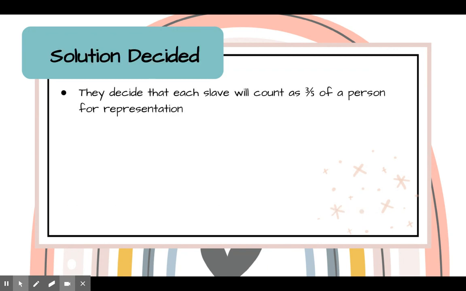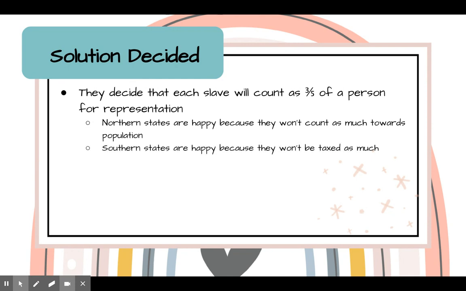The solution was that each slave will count as 3/5 of a person for representation. This solidifies the governmental thought on African Americans being lesser people, and it takes until the 1950s for the government to really make it legal that they have equal rights. Still today we see discrimination, so it's a slow-moving process to change minds. The northern states are happy because it's not as much population as far as taxation and representation. And southern states are happy because they won't be taxed as much.